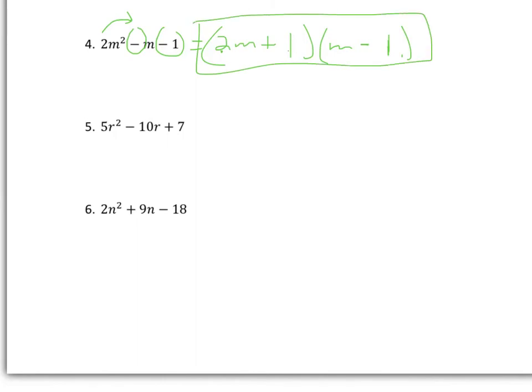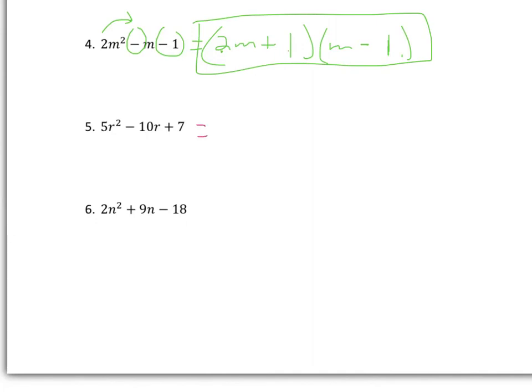Once again, it's okay to try something, mess it up, try it again, and keep playing with it so you can figure something out. A little bit bigger numbers. Okay, 5r squared minus 10r plus 7.